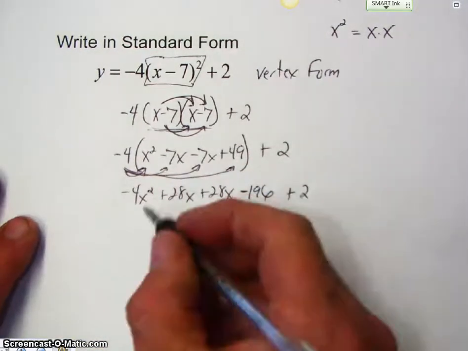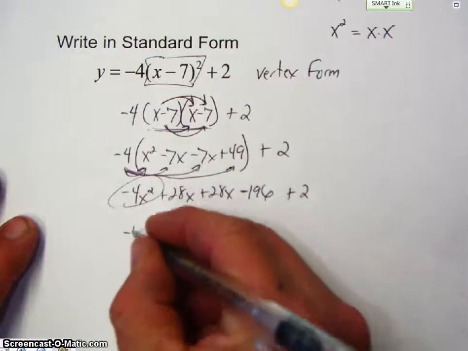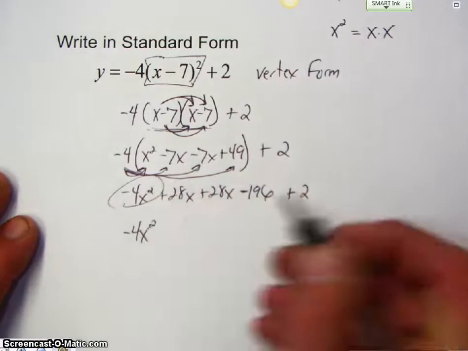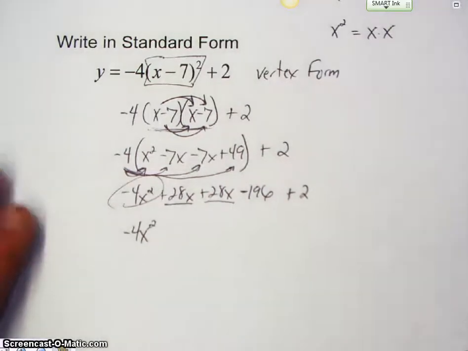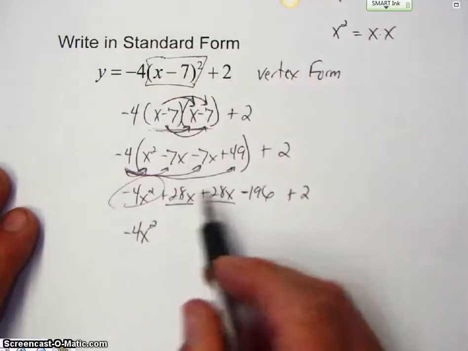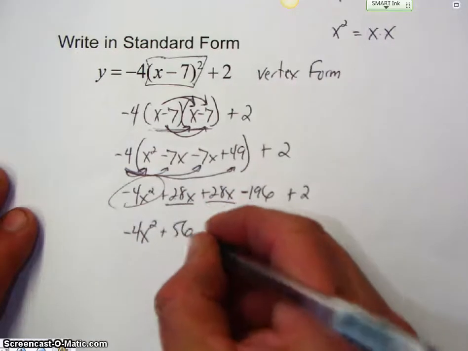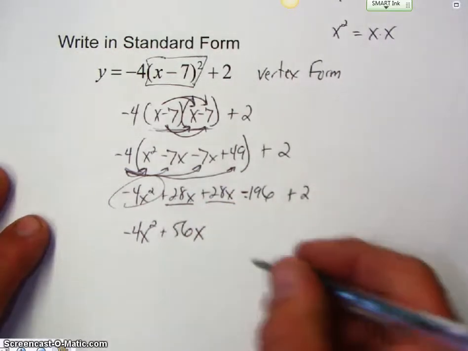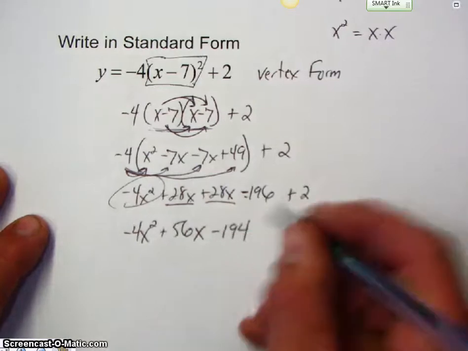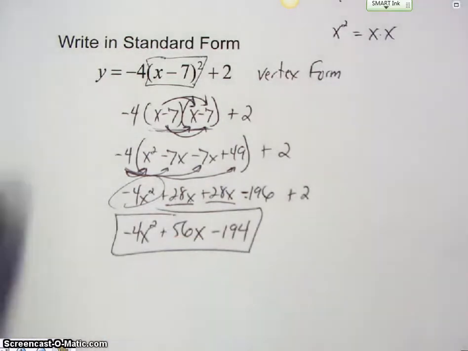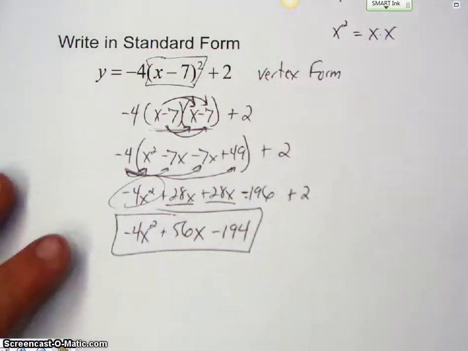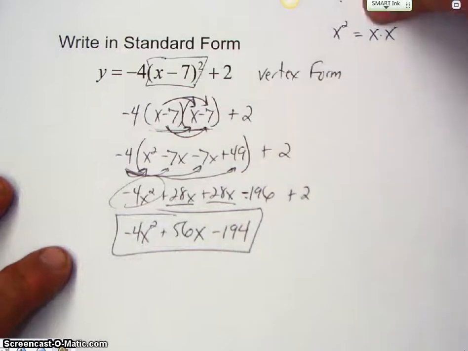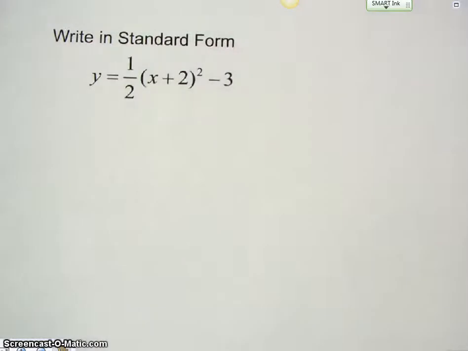Now we combine like terms. There's only one of those, so we keep that. These two are like terms because they both have x's, so 28 plus 28 is 56. Then we got negative 196 and a positive 2, so that gives me negative 194. And there I have standard form. So I went from vertex to standard. Let's do one more example.